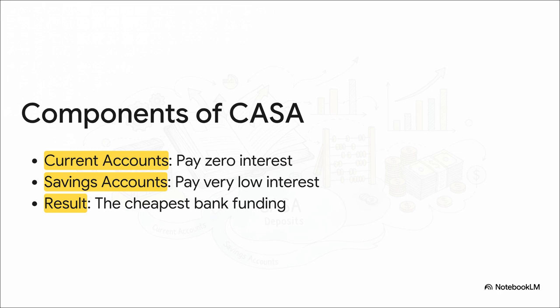So current accounts, those pay zero interest. That's Auntie's spare coins. She just wants her money kept safe, no strings attached whatsoever. Savings accounts, they pay very, very low interest. That's your little brother, right? Wanting just that one tiny chocolate in exchange for lending you his pocket money. The result of blending these two together, these friendly money givers provide literally the absolute cheapest funding a bank can possibly get its hands on.